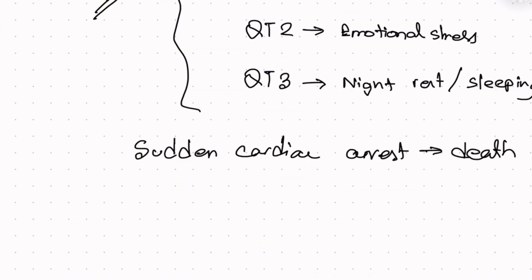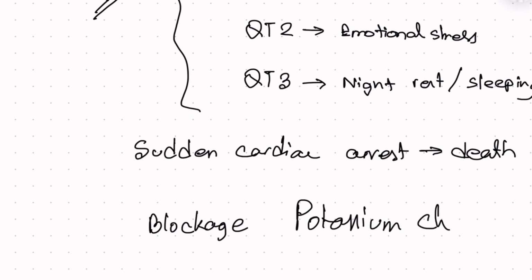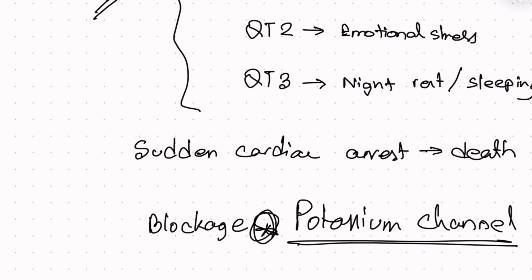It is because long QT syndrome is usually caused by defects in alpha subunit of slow delayed rectifier potassium channel, and because of that, a patient might experience VT, which might lead to sudden cardiac arrest. The take away home message is that QT prolongation causes blockage of potassium channel. That is the important thing. It causes blockage of potassium channel. This is a very important topic to remember.